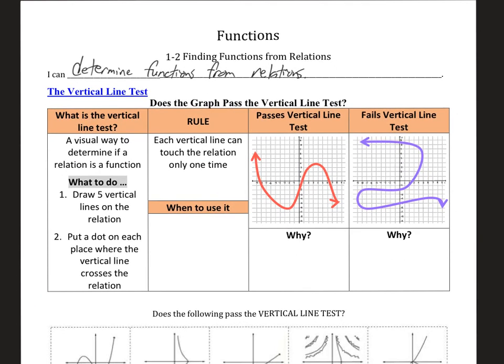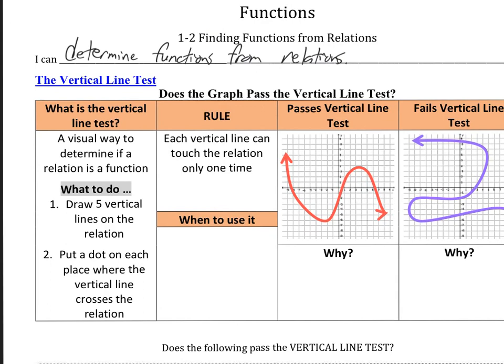Okay, so the very first way that you can do this is the vertical line test. So does the graph pass the vertical line test? What is the vertical line test? It is a visual way to determine if a relation is a function. What do you do? You draw vertical lines on the relation, put dots on each place where the vertical line crosses the relation, and then the rule is each line can only have one dot.